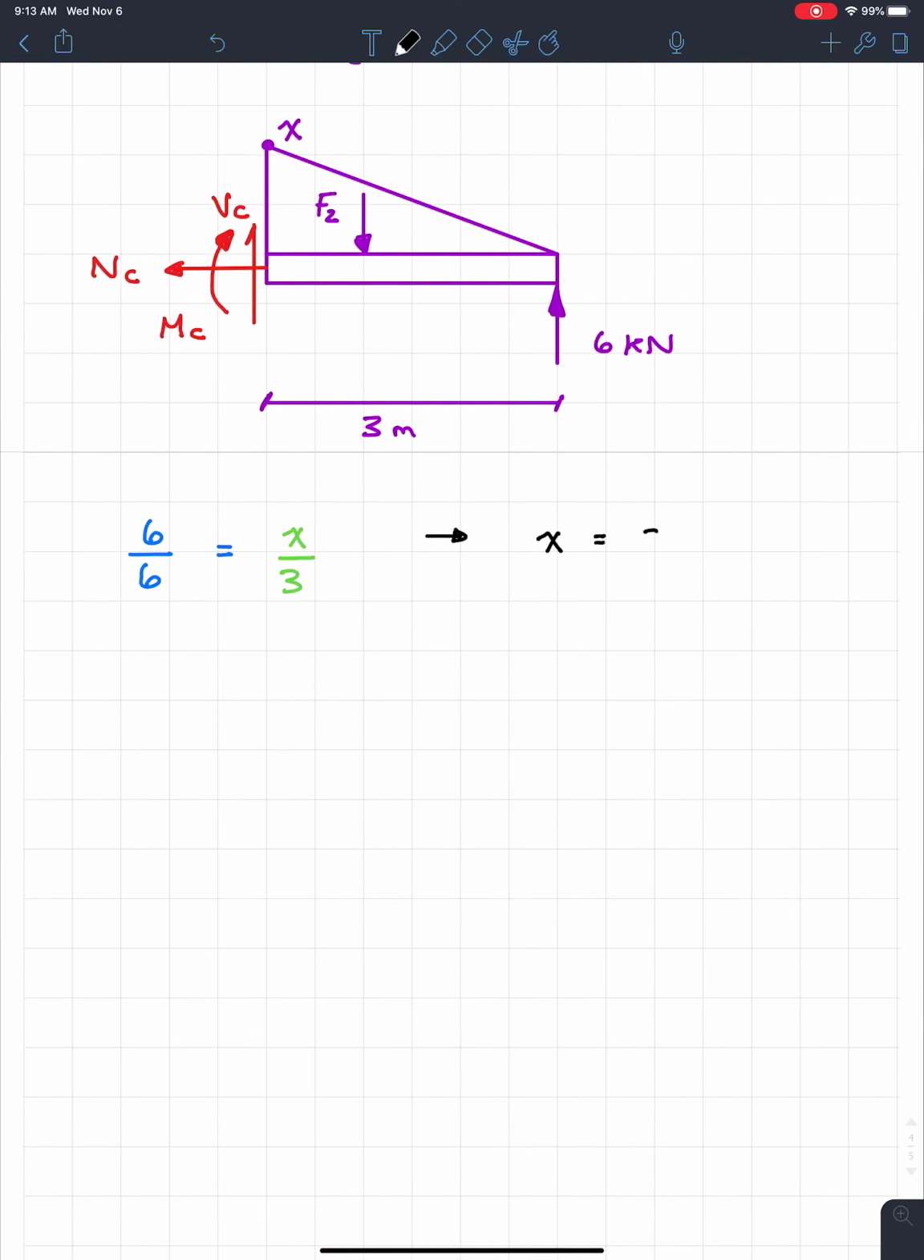And the units of this are kilonewtons per meter. So now we know x. And now that we know x, F2 is going to be the area under that triangle. So it's a triangle, so we're going to go 1/2 times the base, which is 3, times the height, which is 3. So all that is going to be equal to 4.5 kilonewtons.